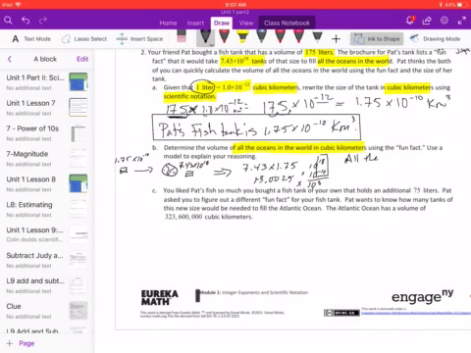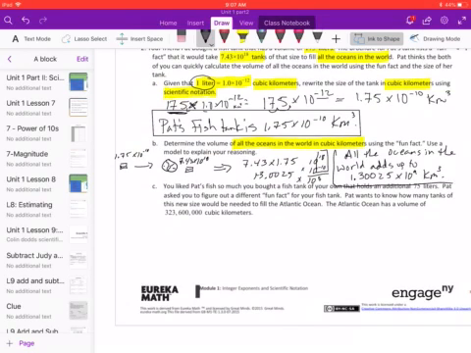So all the oceans in the world equals, or adds up to, I'm going to change to scientific notation, 1.30025 times 10 to the 9th cubic kilometers. And that's all we had to do for that one.